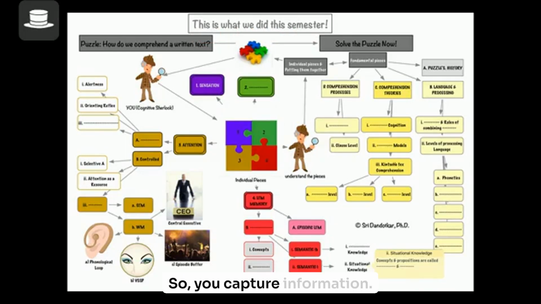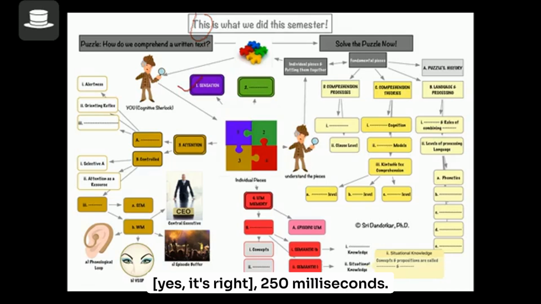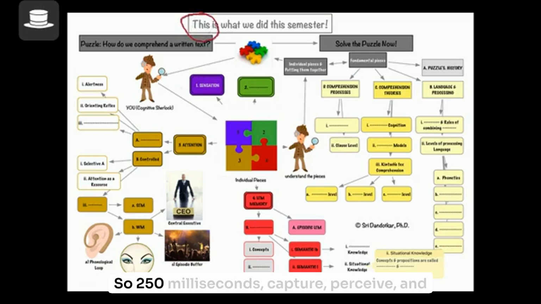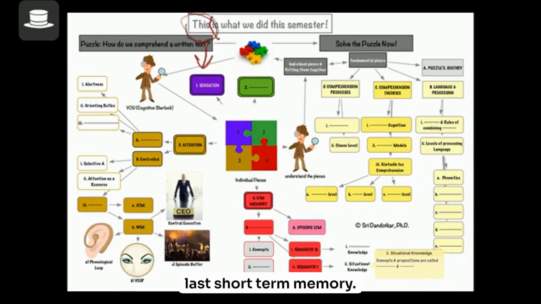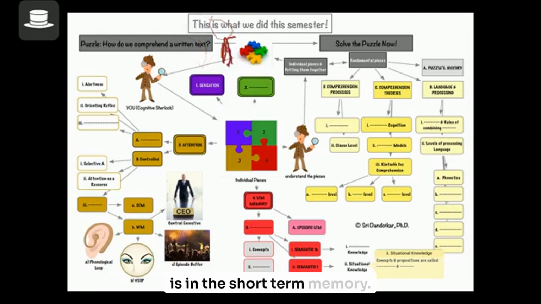So you capture information. For how long is this information held in your sensory memory? In other words, in your eyes, in your retina. Well, if you remember, you learned that, yes, it's 250 milliseconds. And this 250 milliseconds is what is used to perceive whatever is captured in each word. So 250 milliseconds, capture, perceive, and you identify this is a word, and this identified word is stored in your short-term memory. Next word, 250 milliseconds, it is stored, and during this time your brain perceives it, identifies it as a word, and stores it in short-term memory.